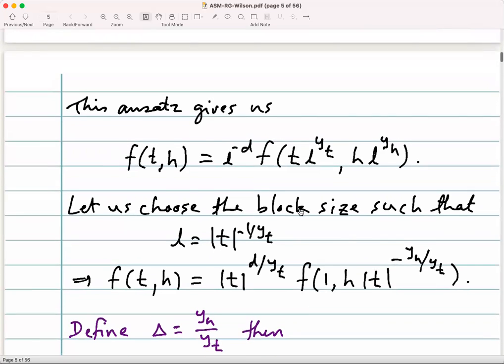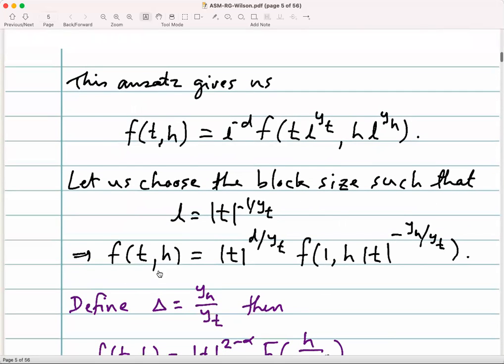Okay, if you do that, then you can replace the L here by T. And then you get a relation which is f of ht, which is f of 1 comma h times mod t to the minus yh upon yt. And then L to the minus d would, through this scaling, be written as mod t to the d by yt.